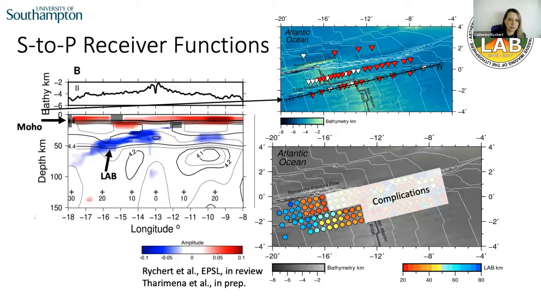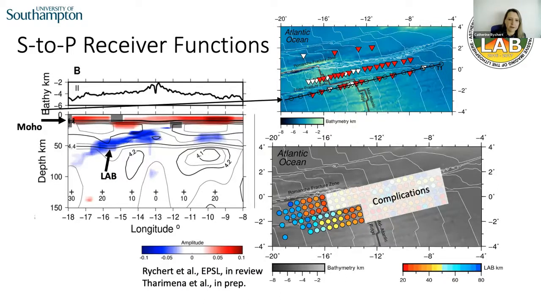Moving on to the receiver functions, we find a velocity increase with depth corresponding to the Moho throughout the region from 4 to 8 kilometers. In the southwest, we have a beautiful negative phase that we interpret as the LAB phase. It increases from 30 kilometers beneath the ridge to about 75 or 80 kilometers beneath the oldest 30 million year old lithosphere. It's very simple and beautifully kind of what you would expect in the southwest.